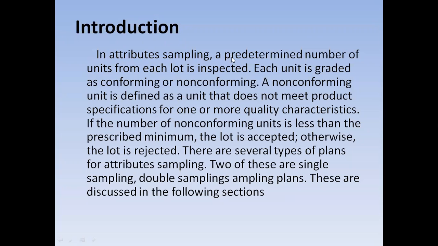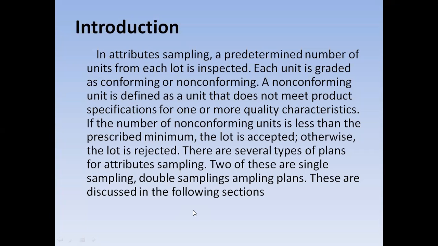In attribute sampling, a predetermined number of units from each lot is inspected. Each unit is graded as conforming or non-conforming. A non-conforming unit is defined as a unit that does not meet product specifications for one or more quality characteristics. If the number of non-conforming units is less than the prescribed minimum, the lot is accepted. Note this point, students. Otherwise, the lot is rejected.